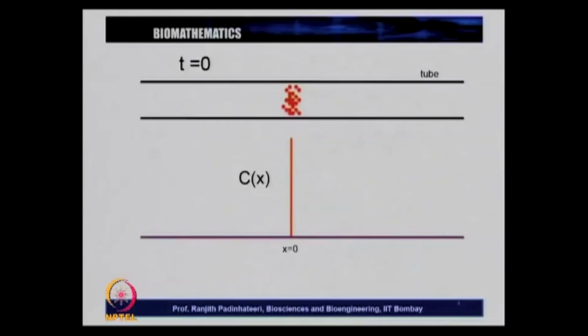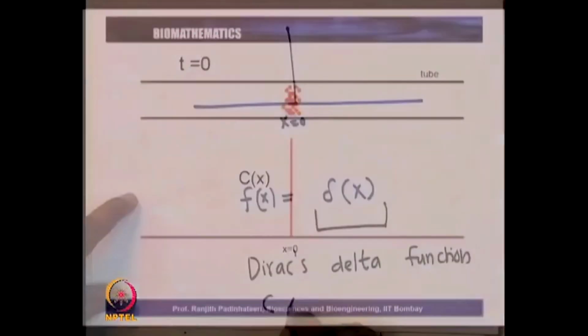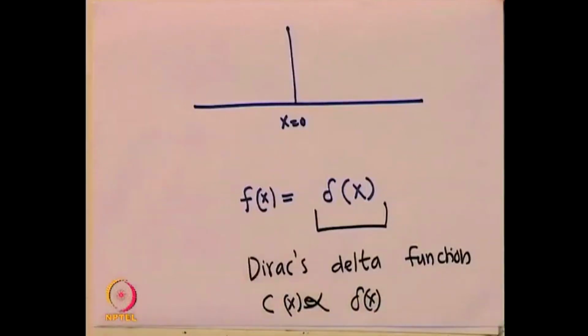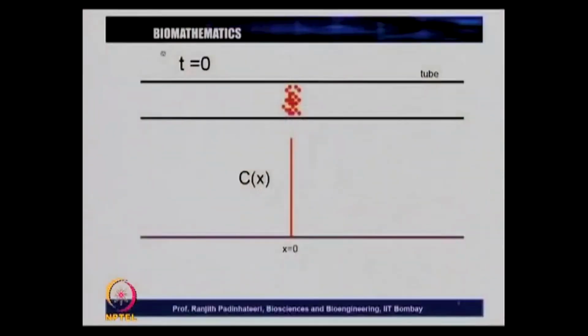C of x is directly proportional to the delta of x, the Dirac delta function. So this is a way of telling this mathematically. Now let us think physically for the moment, and keep the mathematics apart.